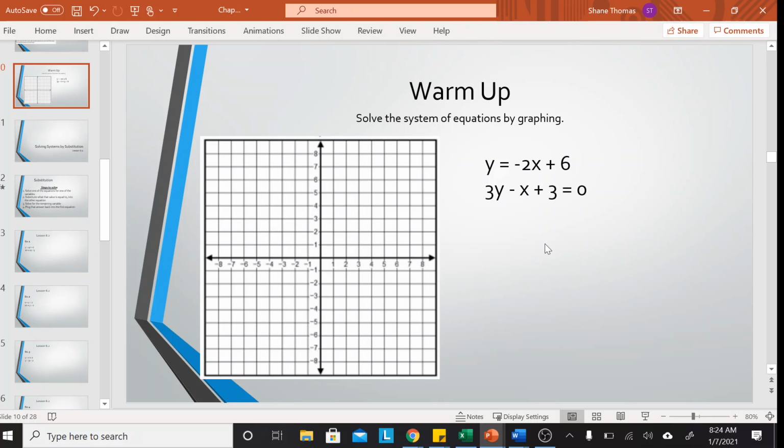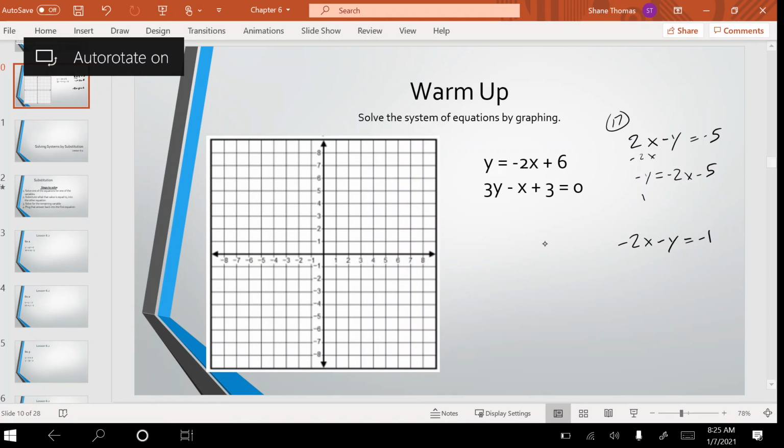All right, so number 17, we are looking at 2x minus y equals negative 5, and then negative 2x minus y equals negative 1. All right, so the first one we solved for y. Subtract the 2x over. So I have negative y equals negative 2x minus 5. Now I want that y to be positive, so I have to multiply everything by negative 1 or divide by negative 1, whichever way you want to look at it. So it just changes the sign of everything. So y equals 2x plus 5.